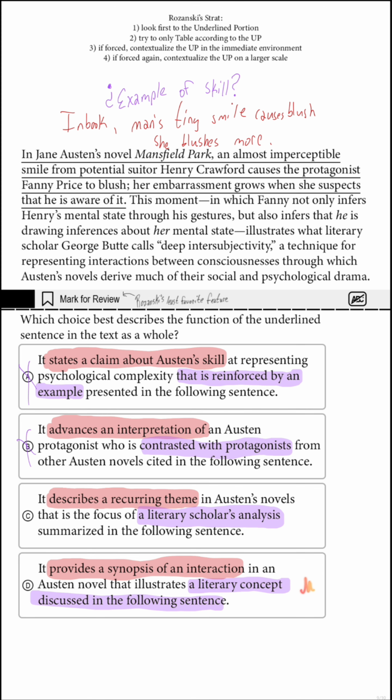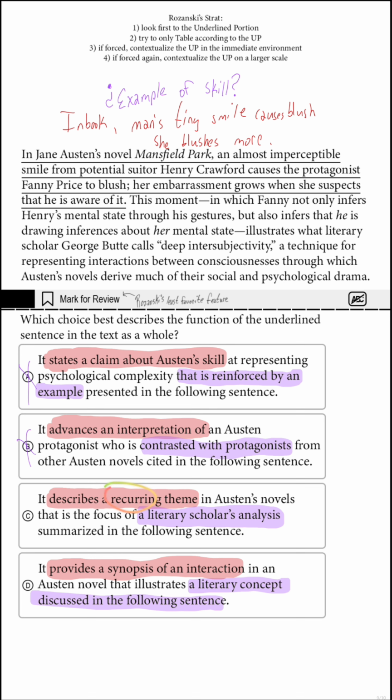I don't have any nitpicks for D. It's a synopsis of an interaction, that's the right scope, a literary concept discussed, a literary technique. I like it. Now let's go after C. A few things I don't like about C, but they're all so minor. It is the collection that makes me not choose C.